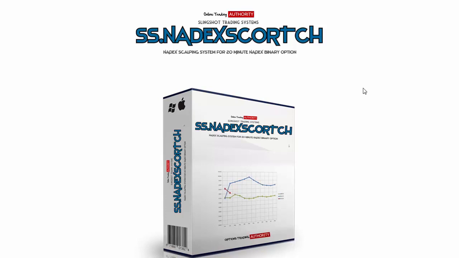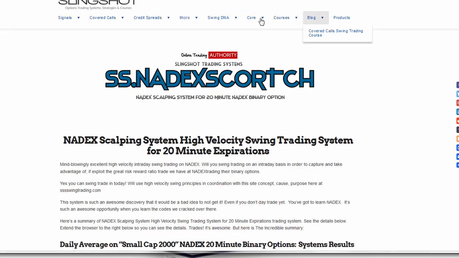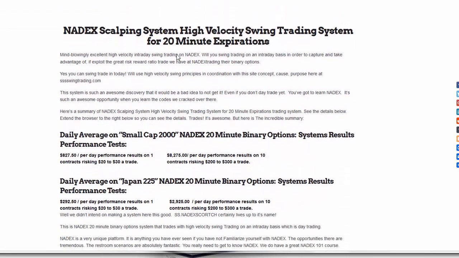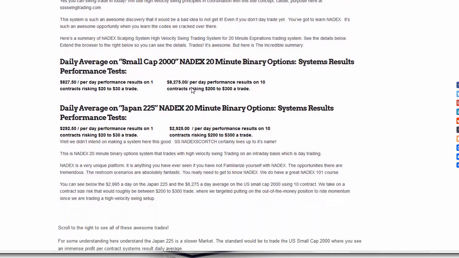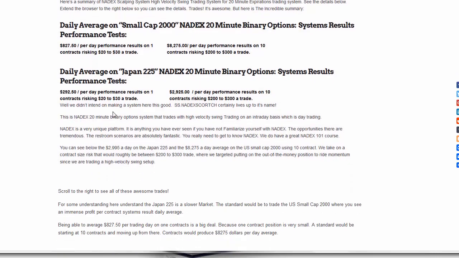Oh, let me go review the performance samplings. Okay, here it's on slingshot options and NADEX SCORTCH. NADEX. Okay, so we actually did screenshots of these pages because they were on another site, which I decided not to do. It's just too much duplication. All right, so we have an example here.